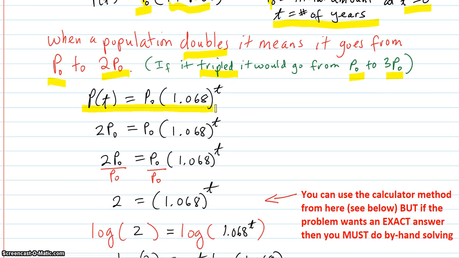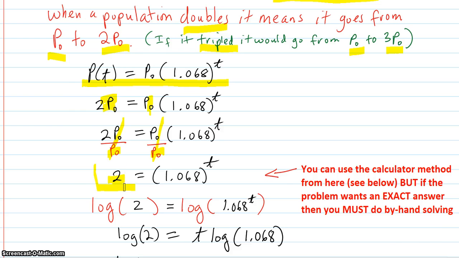Here's the original function. The initial amount is P0. You want to know when it doubled to become 2P0. And then what it'll divide out is the P0. You just divide P0 on both sides. It cancels off here and cancels off there and just leaves a 2. Now at this point right here, you could solve it with a calculator method, as we've done previously.